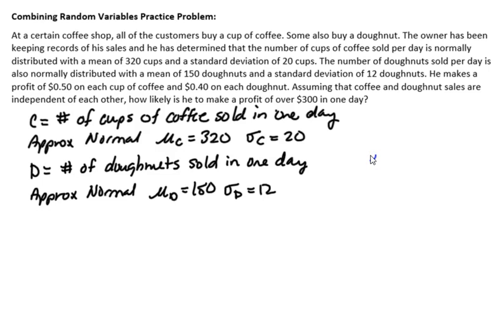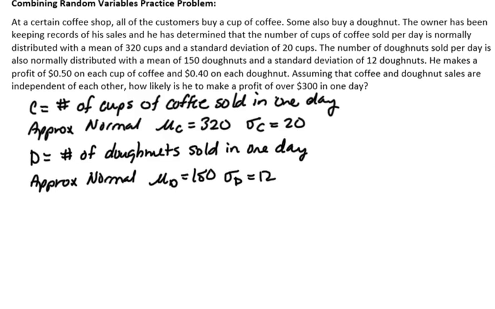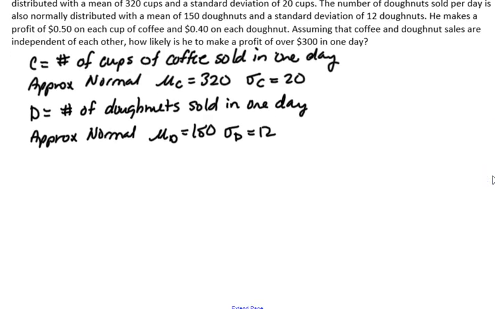All right, now it says he makes a profit of 50 cents on each cup of coffee and 40 cents on each donut. Assuming that coffee and donut sales are independent of each other, how likely is he to make a profit of over $300 in one day? Okay, so what are we trying to find out exactly? We're trying to find out the profit.